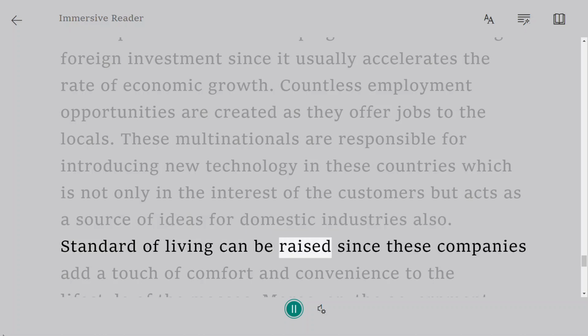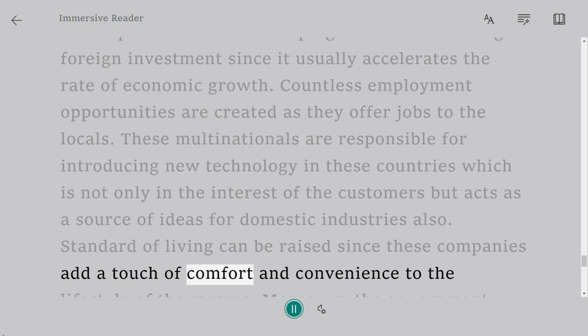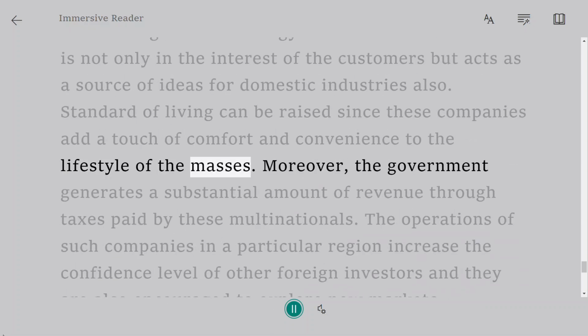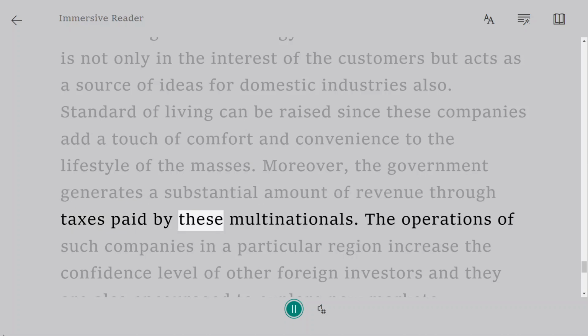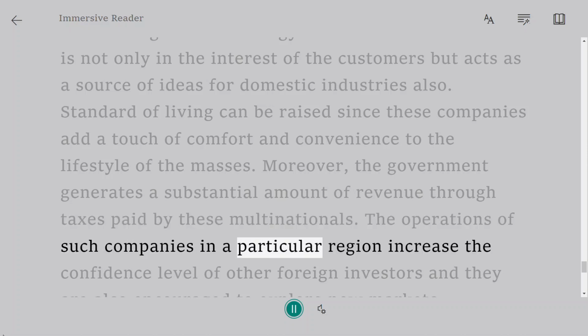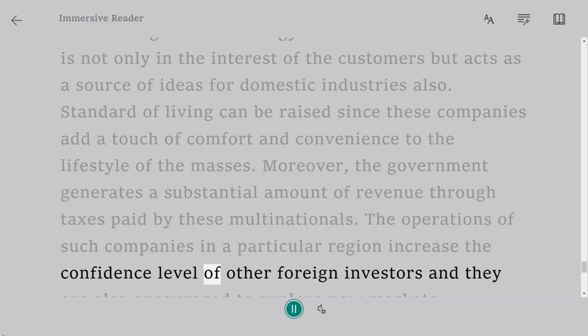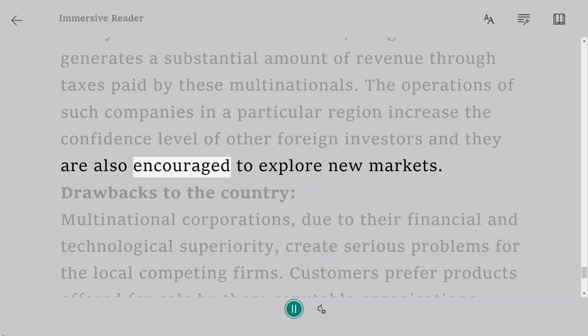Standard of living can be raised since these companies add a touch of comfort and convenience to the lifestyle of the masses. Moreover, the government generates a substantial amount of revenue through taxes paid by these multinationals. The operations of such companies in a particular region increase the confidence level of other foreign investors, and they are also encouraged to explore new markets.